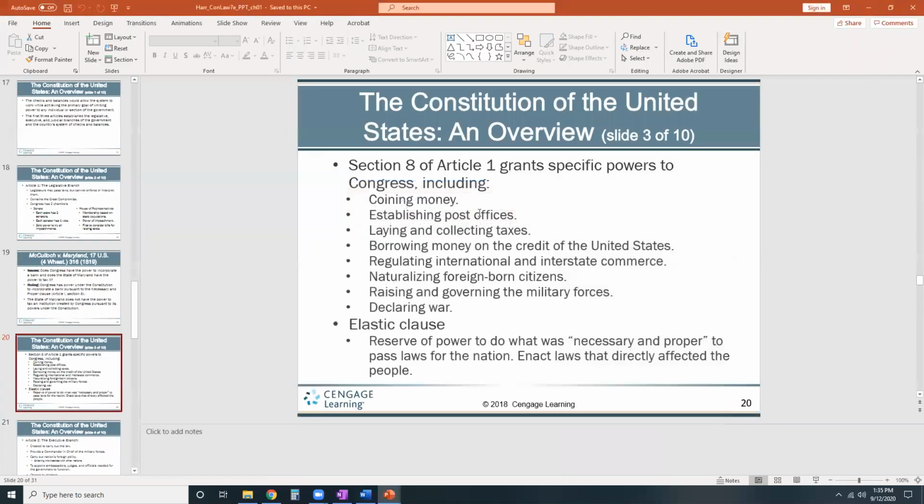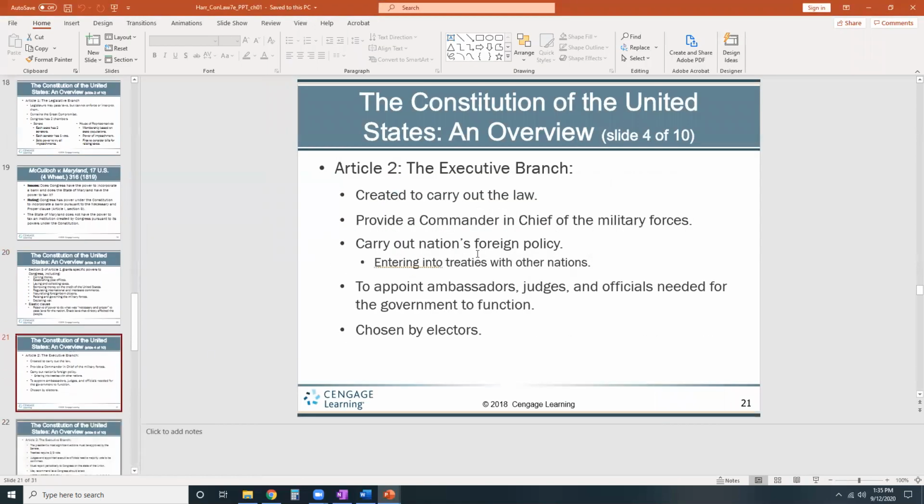Anyway, we now move on to Article 2, which is the executive branch. Now, the executive branch is the president, right? And the executive branch was controversial at that time because many people didn't want a national leader.